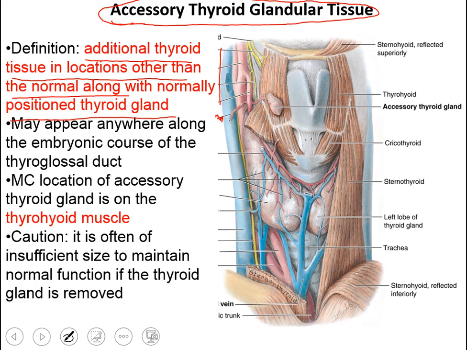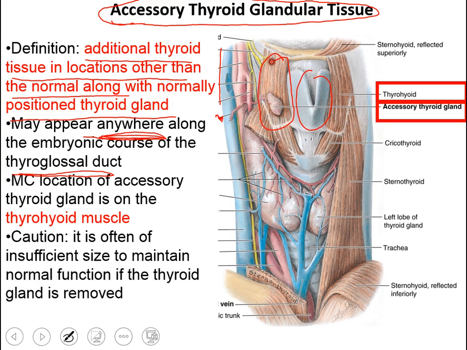Accessory thyroid glandular tissue may appear anywhere along the embryonic course of the thyroglossal duct, for example, in the thymus, inferior to the thyroid gland, or in the thorax. So, accessory thyroid tissue may develop in the neck lateral to the thyroid cartilage, and a quite common location is on the thyroid muscle, as shown in this picture.